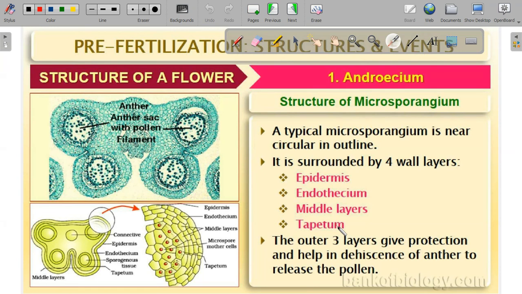Now, I'll ask you a question. Name the cell which will nourish the embryo sac in a megasporangium. It starts with N.